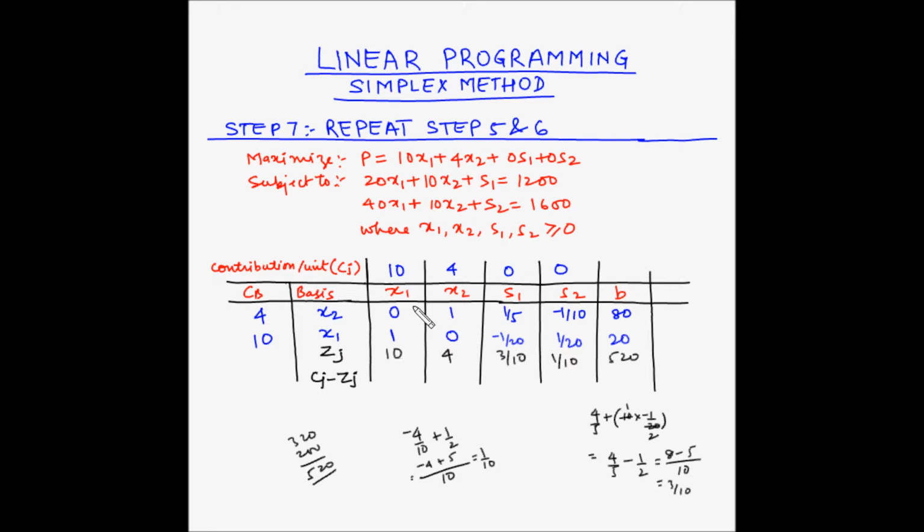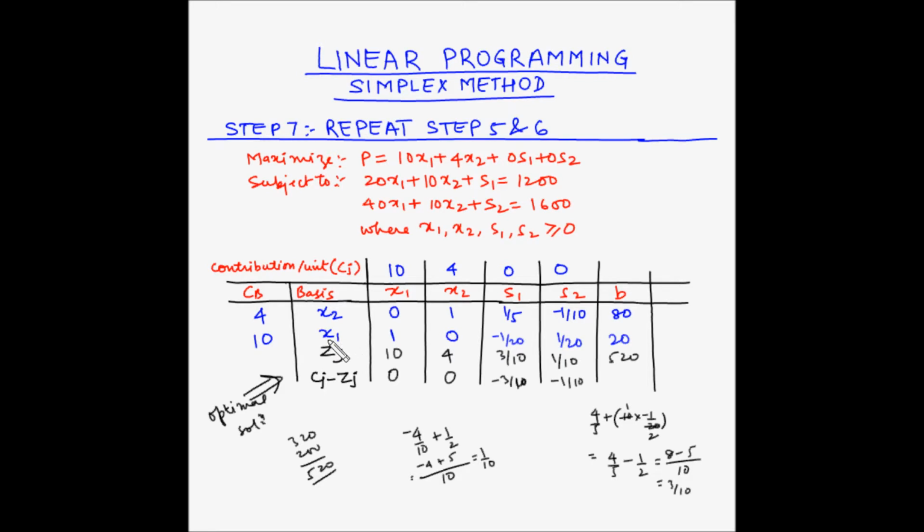Now let's find the value of Cj minus Zj. So 10 minus 10 is 0. 4 minus 4 is 0. 0 minus 3 by 10 is minus 3 by 10. 0 minus 1 by 10 is minus 1 by 10. So here all the values are either 0 or negative. So what that means is that this is the optimal solution. So now what is the solution?